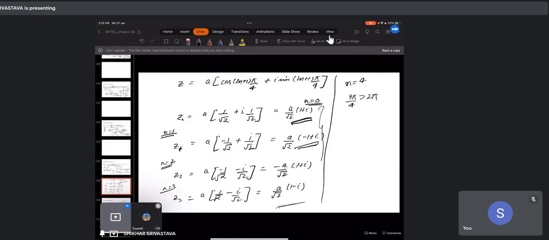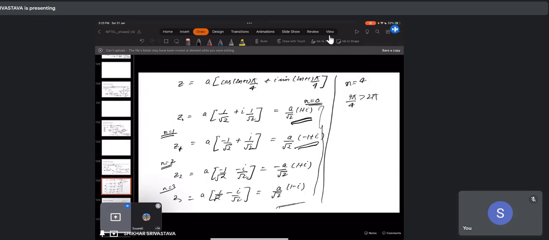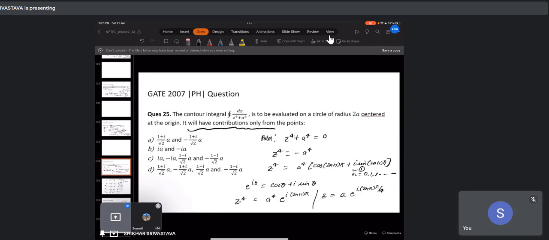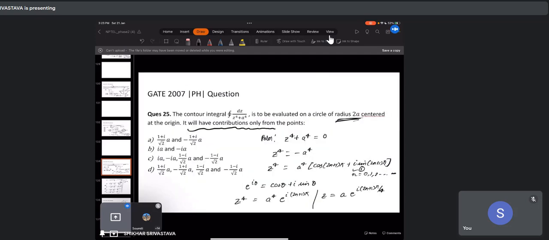And these 4 points will contribute to this integral. Also, these will lie within this radius 2a, because you just calculate this: 1 by a by root 2 term is coming, 1 by root 2, 1 by root 2, so they are less than 2. So these 4 poles will contribute to this integral. So out of these 4 options, option D is correct.